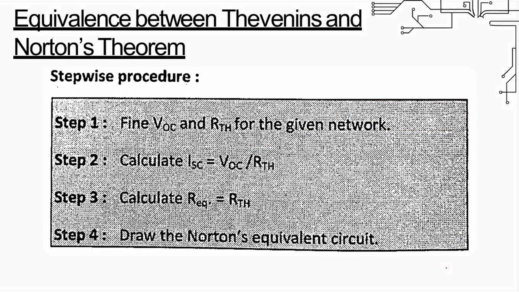So if you are finding the current through the given circuit using Thevenin's theorem, and then you are using a step of Norton's equivalent circuit, then by these steps you can find out the given circuit using Norton's theorem and Thevenin's theorem.